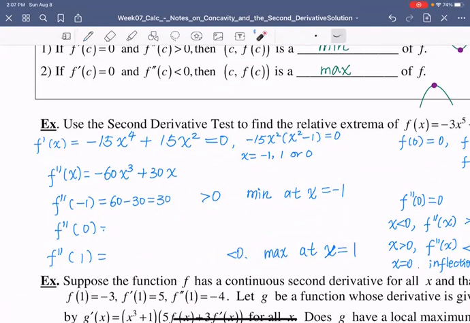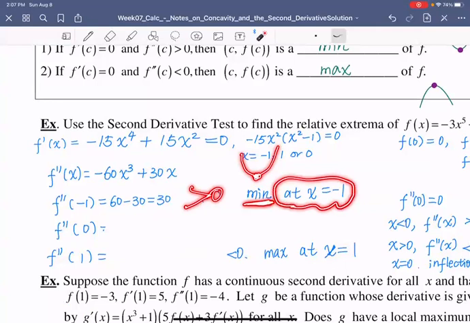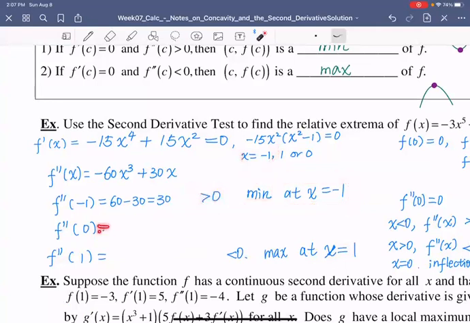Yes. If second derivative is bigger than 0, it's concaving up. So that point is the minimum, right? Minimum at x equals -1. Let's check how much is this one. This one is just 0. Oh, this one is 0. We don't know if the second derivative is 0. We cannot see if this is a min or this is max. We don't know.